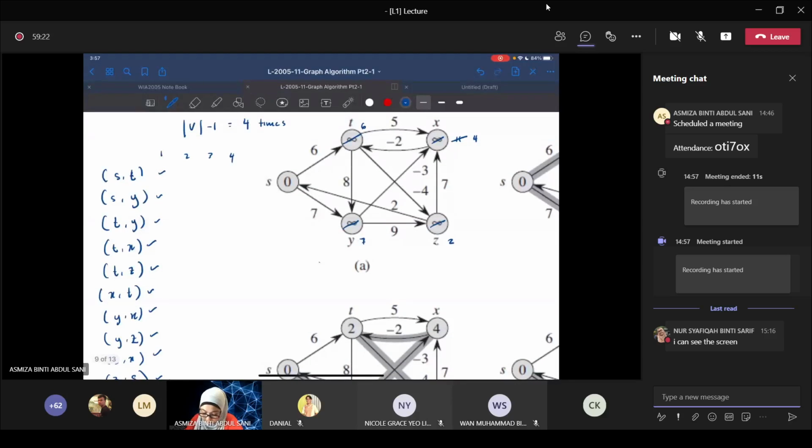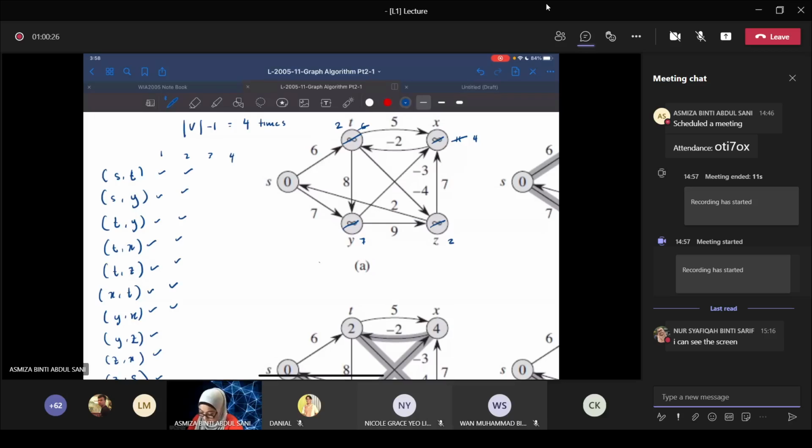ST is 6. SY 7 is the smallest. Okay, TY, so 6 plus 8 is 14, 7. T to X, current now is 6 plus 5 is 11. Here it is 4, we're not going to do anything. And then TZ, so we have 6 minus 4, 2, so we're not going to do anything. X to T, so we have 4 minus 2, here we have 6, so we can update this, it becomes 2, right? And then YX, Y to X, so we have 7 minus 3, 4, all right, so this is done.